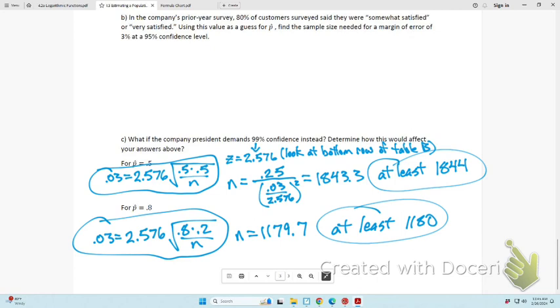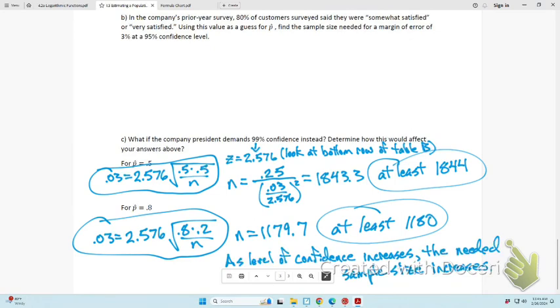We just proved one more thing. All right, I hope that all made sense. I think the video jumped a little bit, but as the confidence level increases, that's what I wrote at the very bottom of the screen, the needed sample size increases.